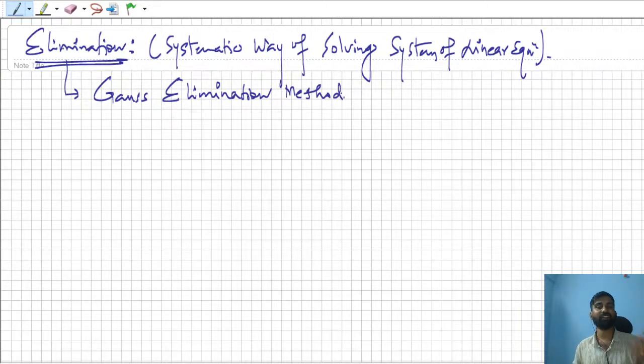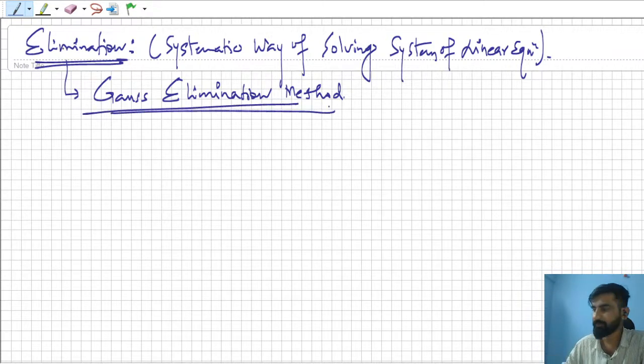There are other methods like Cramer's rule, right? But this is a very important method which you have to always keep in mind. Whether you are solving a system of linear equations or talking about eigenvectors, in order to find an eigenvector also you have to use the elimination method, right? So Gauss elimination is very important. We will take some equations and discuss a step by step procedure, right?